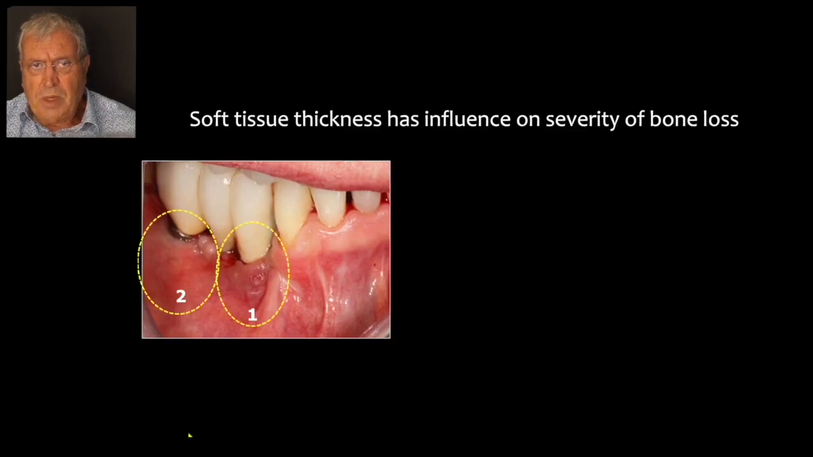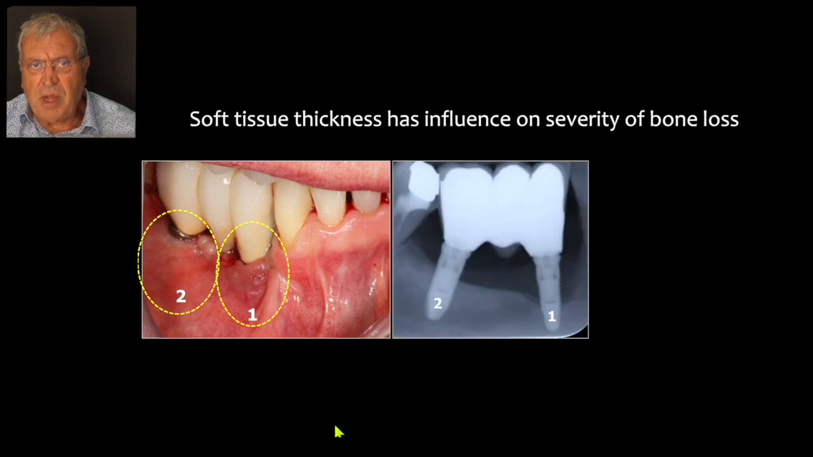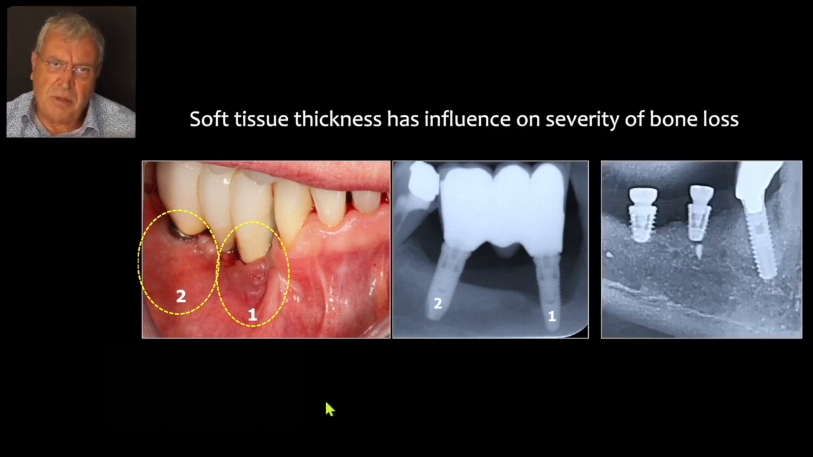Yeah. Look, we have two kinds of gum thickness. We will have two kinds of bone resorption because the soft tissue thickness has influence on the bone loss. But in this case, I showed you that it's possible to be the overpressure, but also maybe the soft tissue thickness is not the same around the two areas.